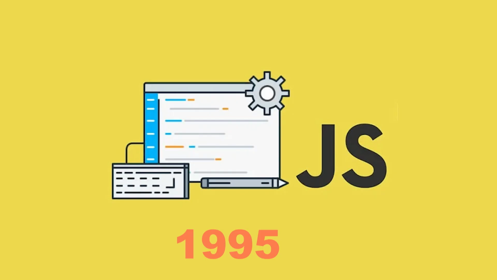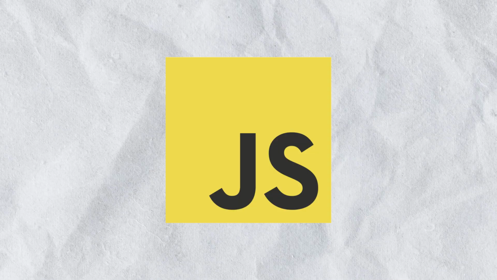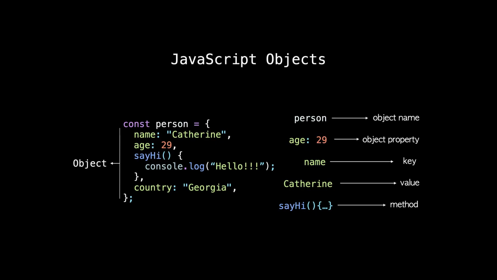A quick history lesson. JavaScript was born in 1995 and created by Brendan Eich at Netscape in just 10 days. Originally called LiveScript, it was quickly renamed JavaScript and has since become one of the most popular programming languages in the world. Let's talk syntax.